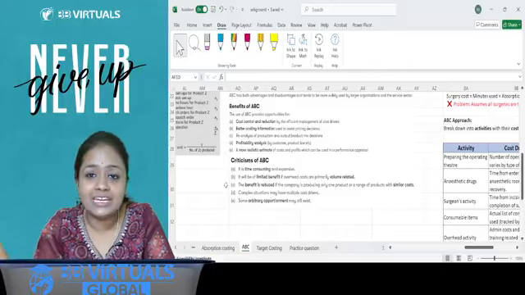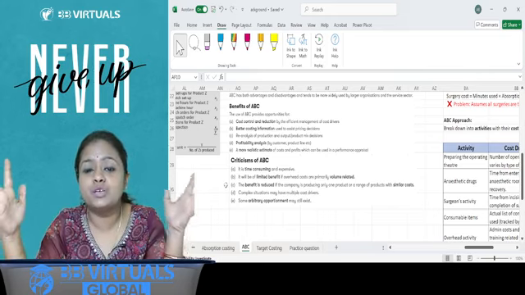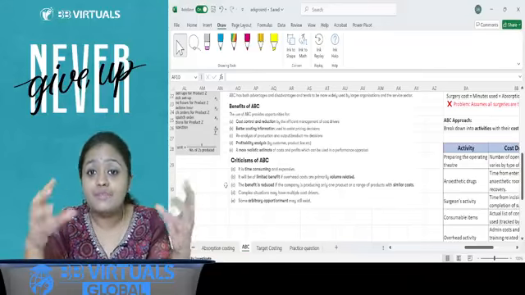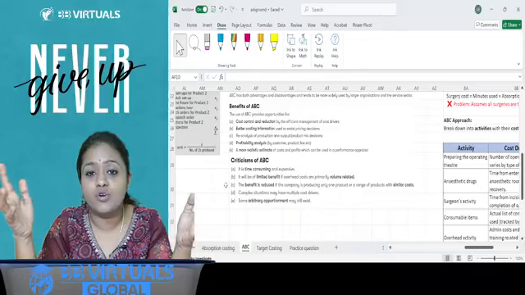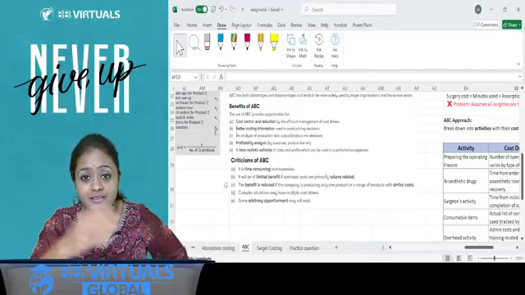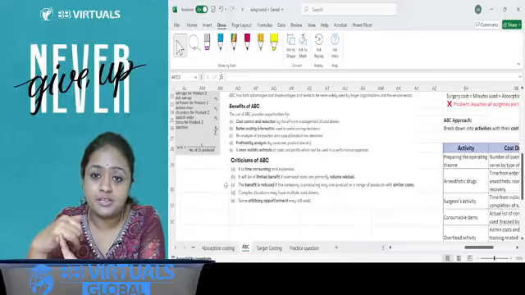But the negatives about ABC: time consuming. Imagine you have 1,000 pools. How much time will it take, even with the help of AI? Because you have to think of cost drivers, right? The correct cost drivers, which AI will not be able to think of. You as ACCAs would be able to. So yes, it is time consuming.